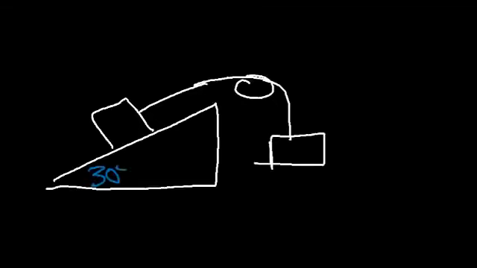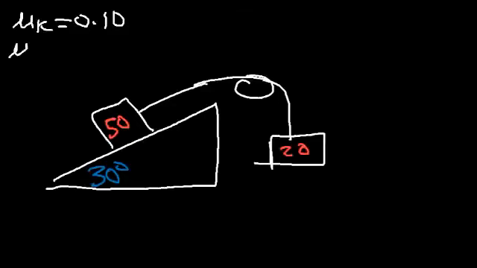Now let's use the same angle of 30 degrees. This time, the mass of the first block is 50, and this is going to be 20. Mu k is going to be 0.10, and mu s is going to be 0.20 for this problem. So in which direction will the system move? To the left or to the right? Or will the system be at rest like the last example?